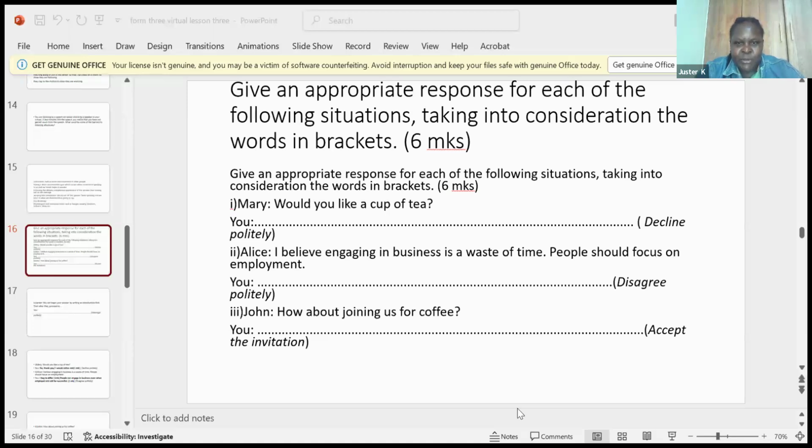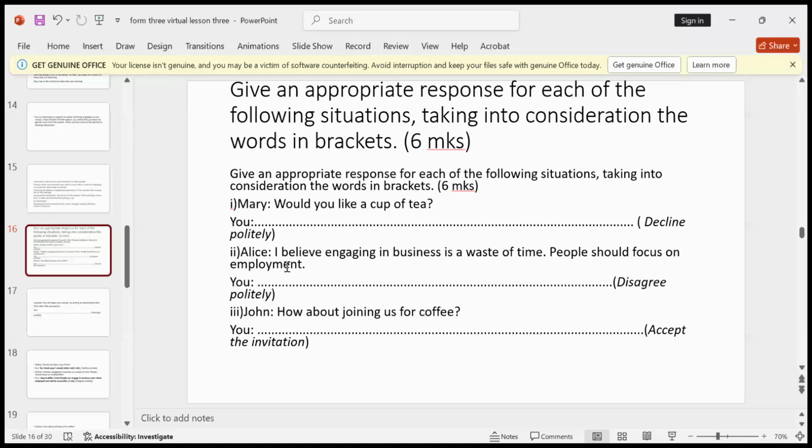Give an appropriate response for each of the following situations, taking into consideration the words in brackets. Question 1, would you like a cup of tea? You're supposed to decline politely. How will you decline politely? Yes, you say no, thank you. You can say no, thank you. Go to the next.